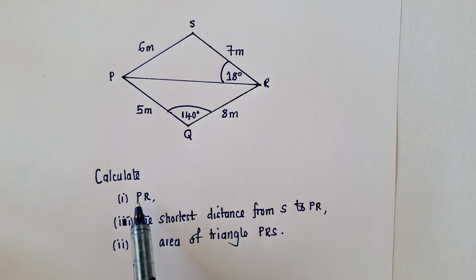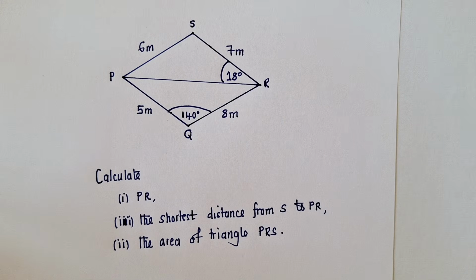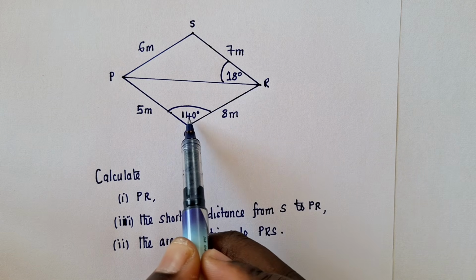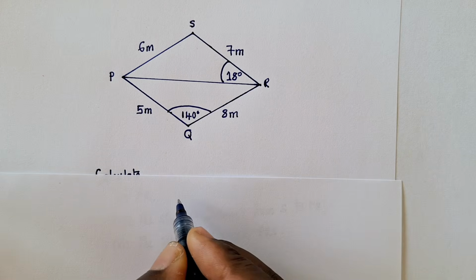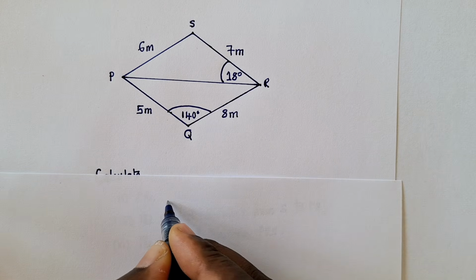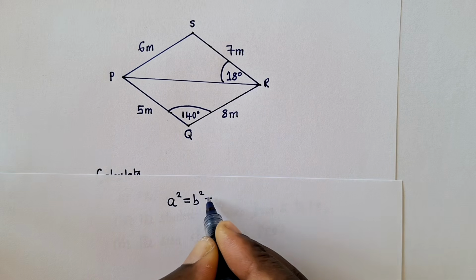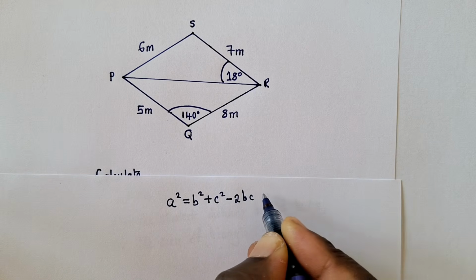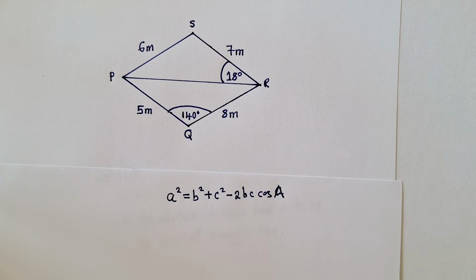They said we calculate PR, and PR is this distance. And if you're able to see nicely, you see that it's a cosine rule, which we're supposed to use because we've been given this side and this side. There's an included angle here. So straight jump to the formula to use. So the formula that you're supposed to use here is a squared is equal to b squared plus c squared minus 2bc cos capital letter A. Okay? So can you see that formula?